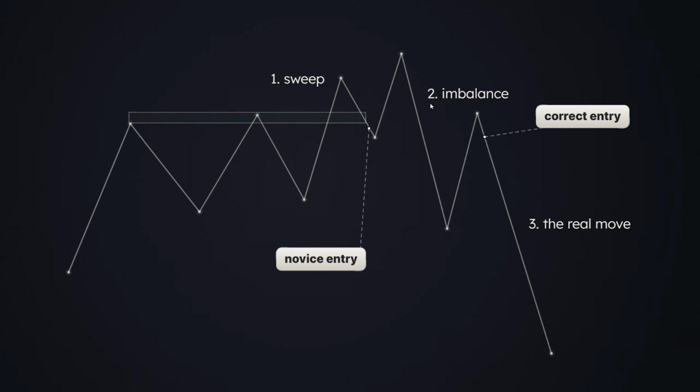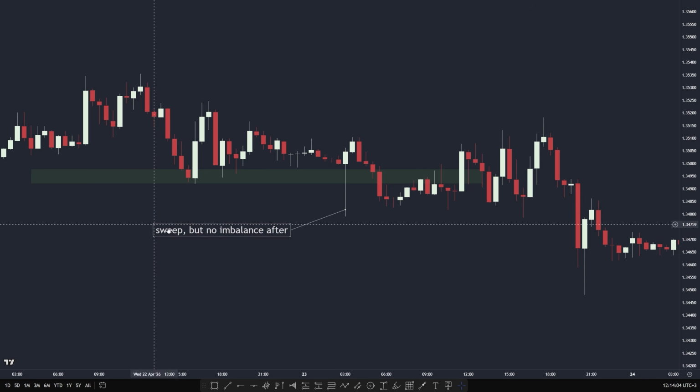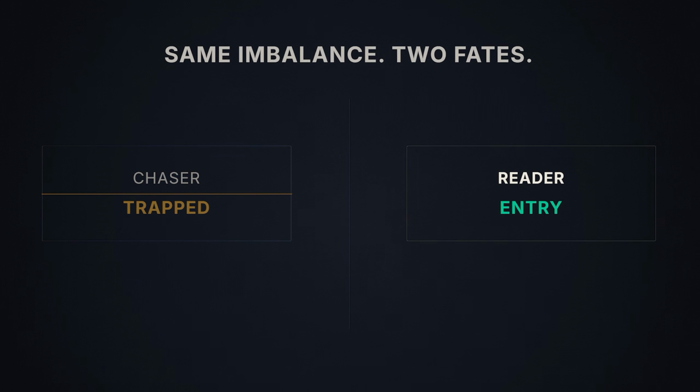Institutions leave these gaps when they move big size. They often return to those levels to fill the rest of their orders. I lost hundreds of trades because I was always the last one into the party. Remember this: the imbalance is the trap for chasers and the entry for readers.